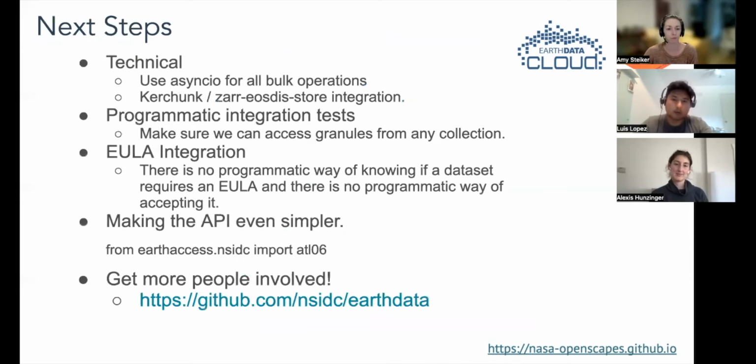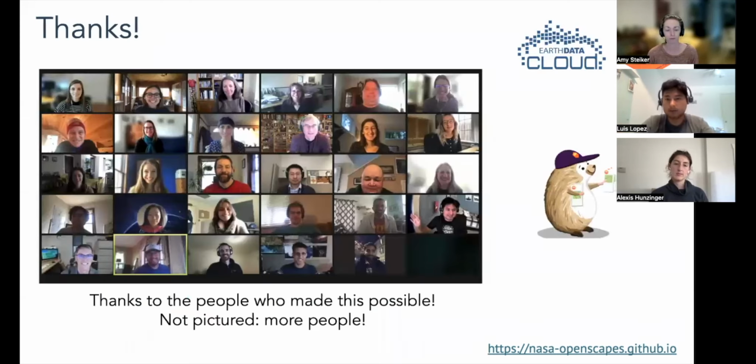There are some things that we are still working on, or would like to work on technically, that overcoming will make things simpler for the scientists. But the most important, I think, will be even more engagement from the community. So that's the repository in GitHub at NSIDC. Currently, it's called Earth Data, but it will change to Earth Access. And finally, this is a community effort, like Amy and Alexis said. And there are more people that are not in this photo that make all of these things possible.